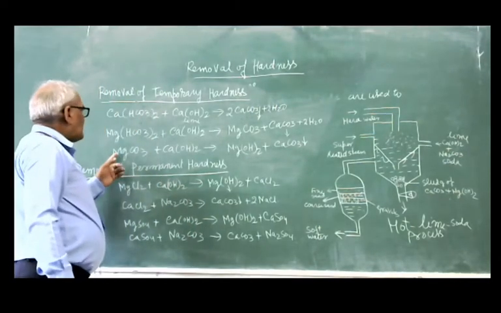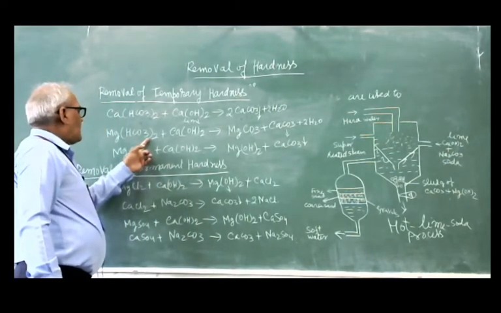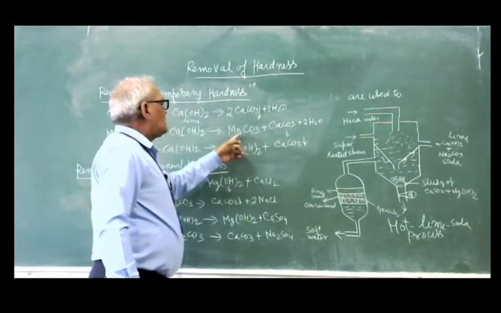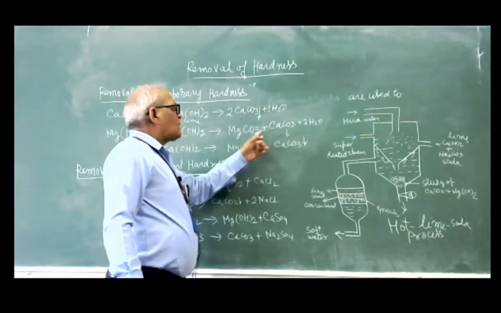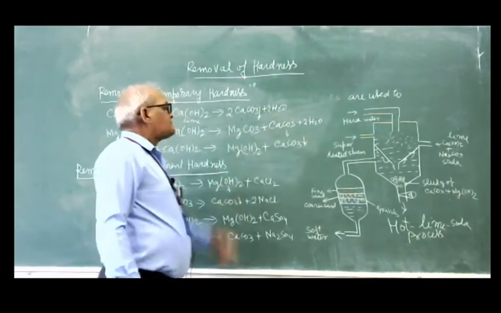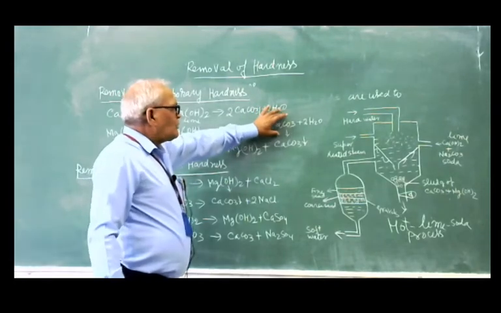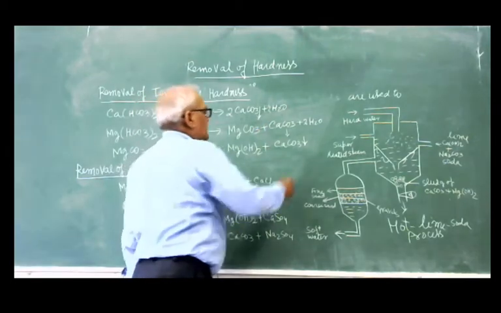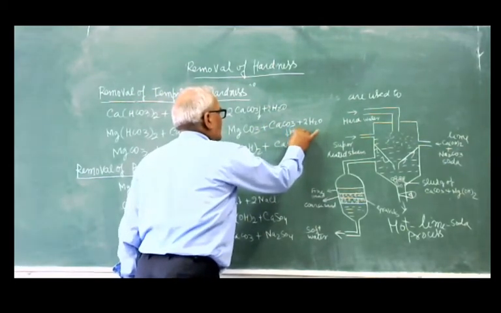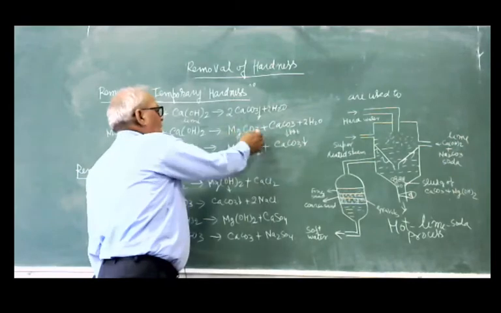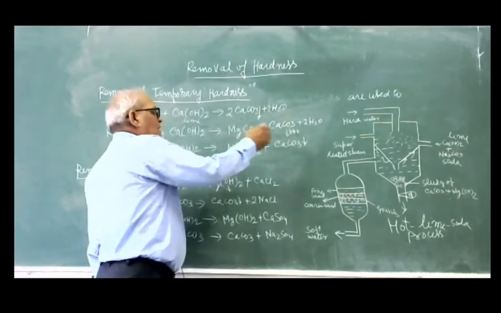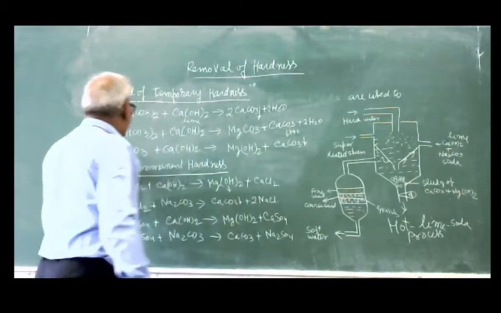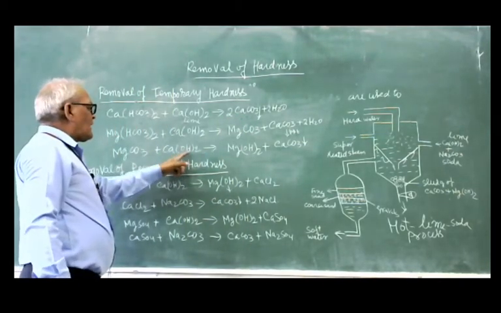Second, magnesium bicarbonate. Magnesium bicarbonate reacts with the calcium hydroxide, giving magnesium carbonate, calcium carbonate and water. Calcium carbonate, being insoluble in water, settles down as a precipitate. But magnesium carbonate does not settle down. So again this magnesium carbonate reacts with the calcium hydroxide.